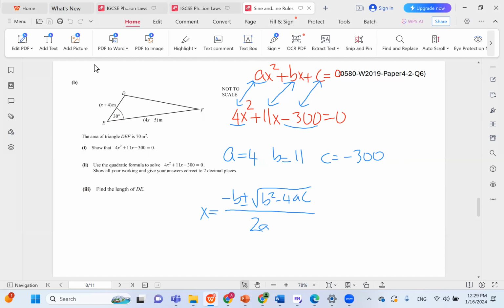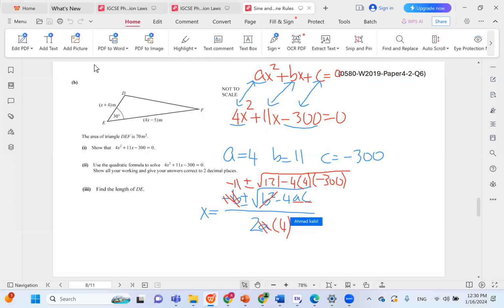So minus b becomes negative 11 plus minus, and then b squared is basically 121 minus 4 times a, which is 4 again, times c, which is negative 300. And of course, all of this is placed underneath a square root sign. And this is divided by 2a, which is 2 times 4 again.